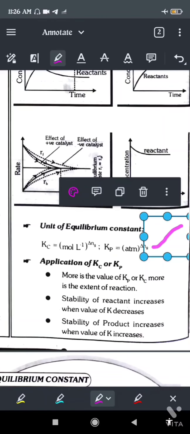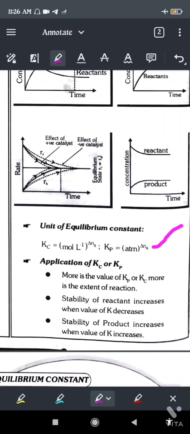Then the vital point: the unit of equilibrium constant is mole per liter to the power del n. Del n is the change in number of moles when the reaction goes from reactants to products. The unit of equilibrium constant in terms of partial pressure is atmosphere to the power del n.